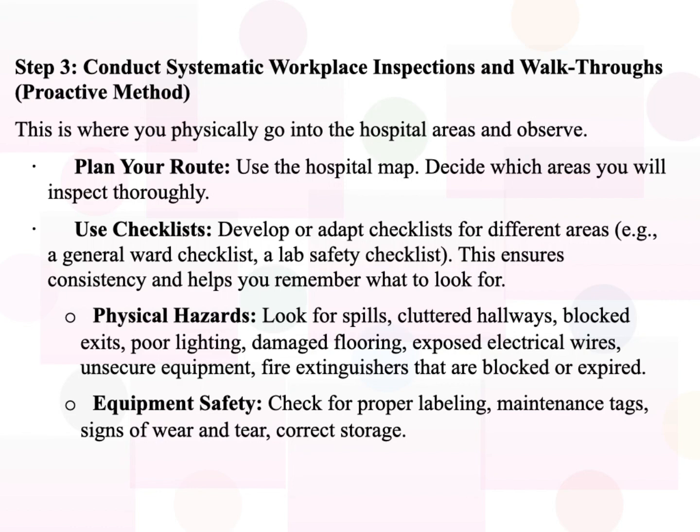Step 3. Conduct systematic workplace inspection and walk-through, proactive method. This is where you physically go into the hospital area and observe. Plan your route, use the hospital map, decide which areas you will inspect thoroughly. Use checklists. Develop or adapt checklists for different areas, that is, a general ward checklist, a lab safety checklist. This ensures consistency and helps you remember what to look for.